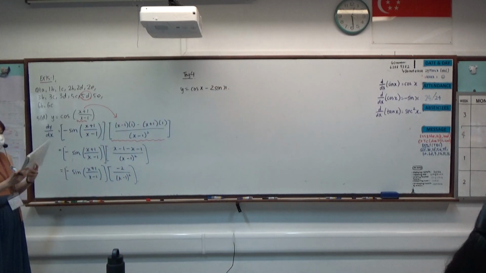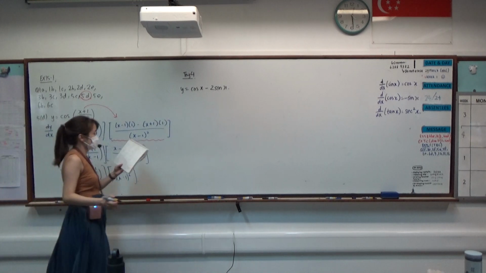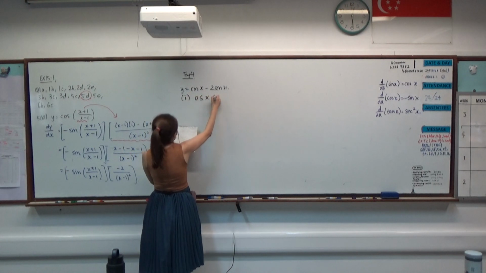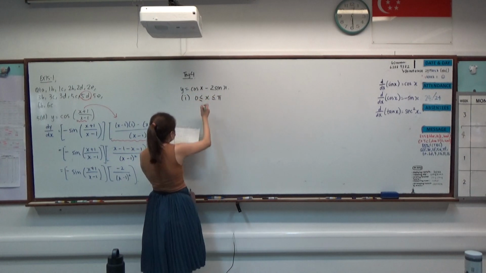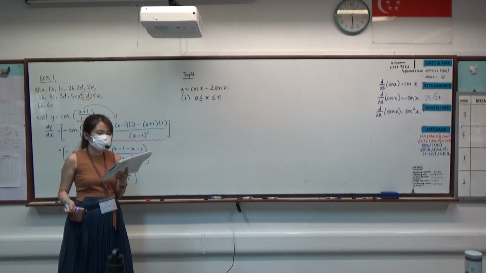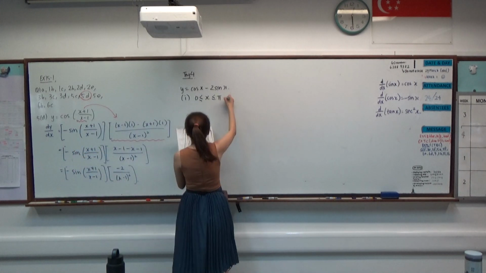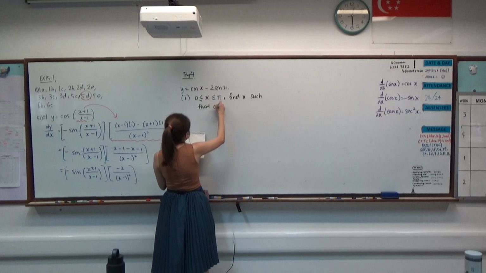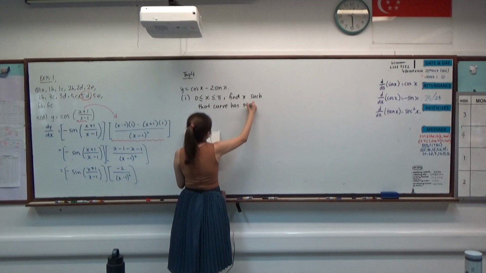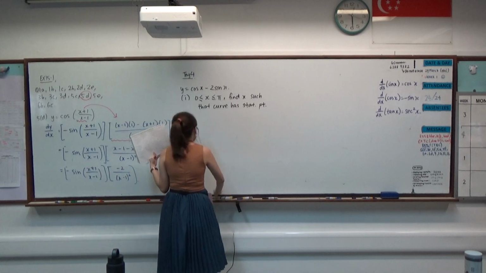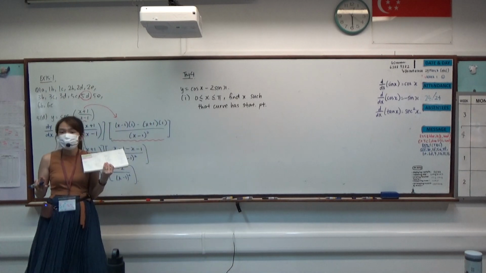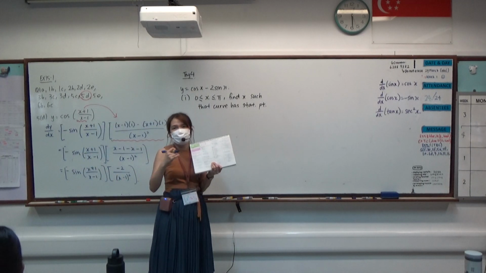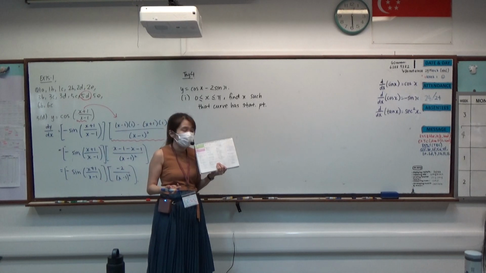So it says that a curve has an equation y equals cosine x minus 2 sine x. We want to find the value of x, where x is between 0 and pi, found in radians, so our calculator needs to be in radian mode, for which the curve has a stationary point. Stationary point means that our first derivative has to be equal to 0. It could either be a minimum point, maximum point, or even a point of inflection.